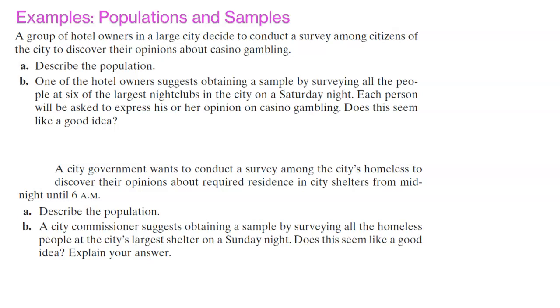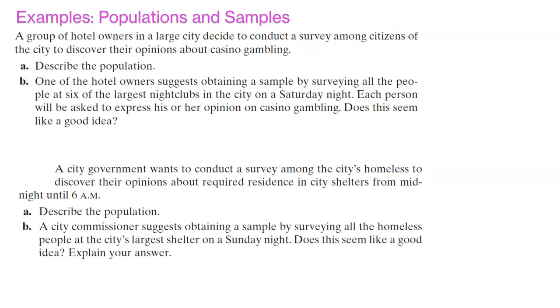Does that seem like it would be a good way to gather information about that population? No. Why not? Because it's a small percentage of the population. Well, I mean, when we're looking at samples, we're looking at small parts. So if someone goes to a nightclub, are they more likely to be in favor of casino gambling? Yeah, probably. Not for sure, but it's a fair assumption, and it might not be, like I said, representative.